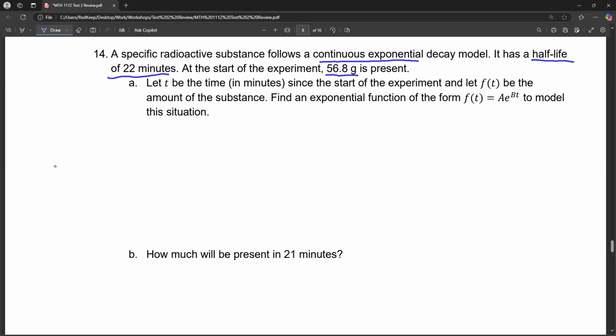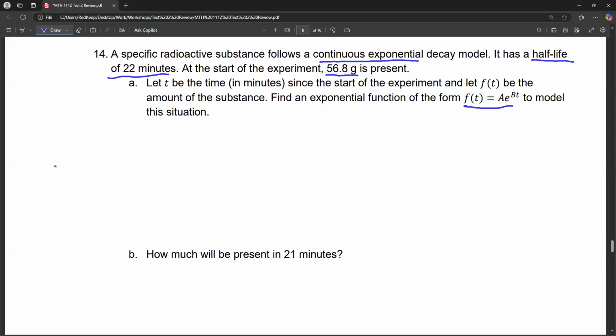Okay, so part A tells us to let t be time in minutes since the start of the experiment. That's good to know, that'll be our units. And let f of t be the amount of the substance. They don't tell us the units of the amount of substance, but we were given grams, so I'm assuming we're to use units of grams. We're asked to find an exponential function of this form, and they give it to us: f of t is equal to a times e to the b times t.